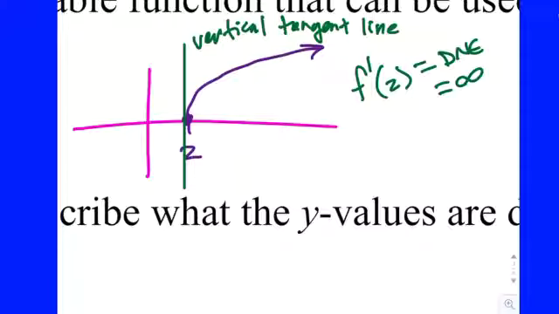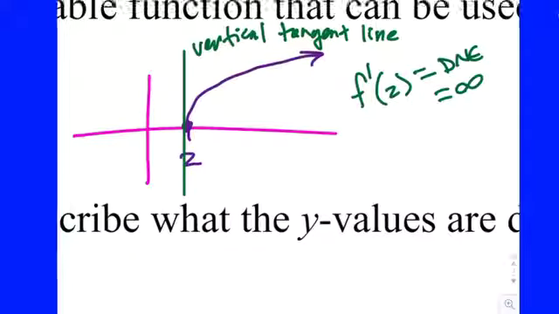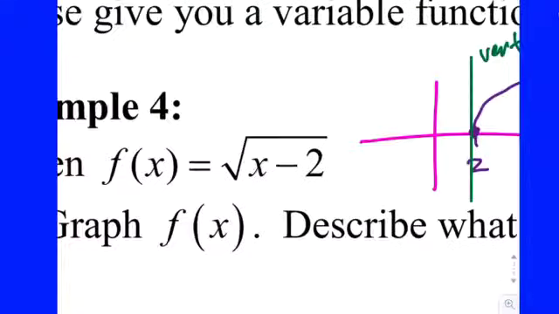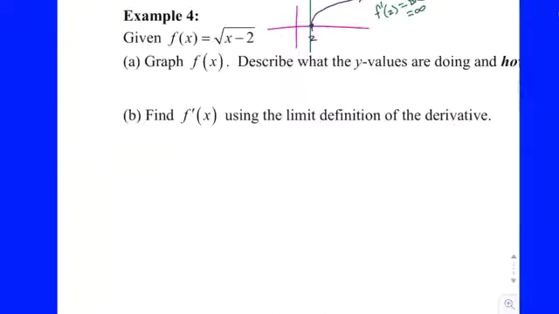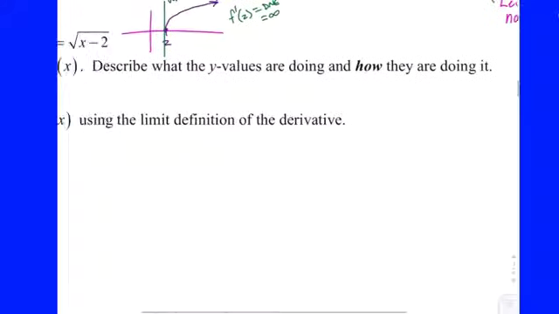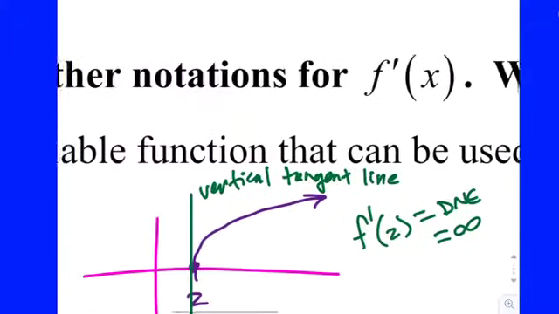Now, I wonder if the derivative function that we're about to find knows that it's not supposed to generate a value when I plug in a 2. Because when I plug in a 2 here, 2 minus 2 is 0, the square root of 0 is 0. But I wonder if the derivative function knows that when I plug in a 2, I'm supposed to get infinity. I wonder if it knows. All right, let's see if it knows. Let's set it up. It says to describe what the y values are doing and how they're doing it. Our y values are doing what?